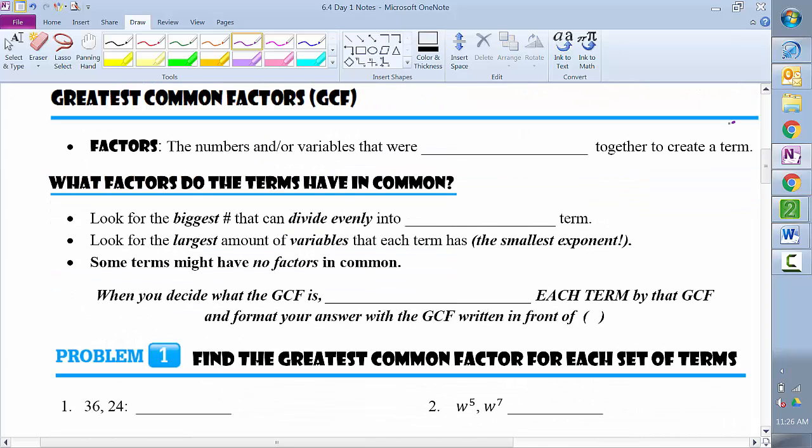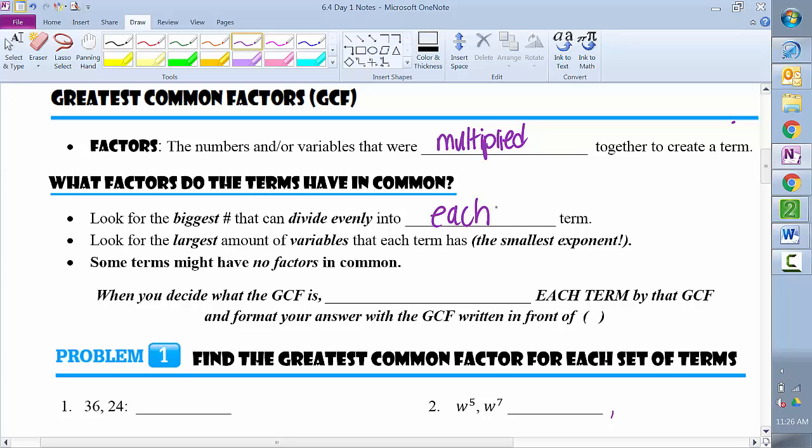A factor, again, is the numbers or variables that were multiplied together to create a term. So again, 3 times 5 is 15. You multiply them together to get a term. Then we look for the biggest number that can divide evenly into each term. This is the greatest common factor. You've done GCFs in the past.